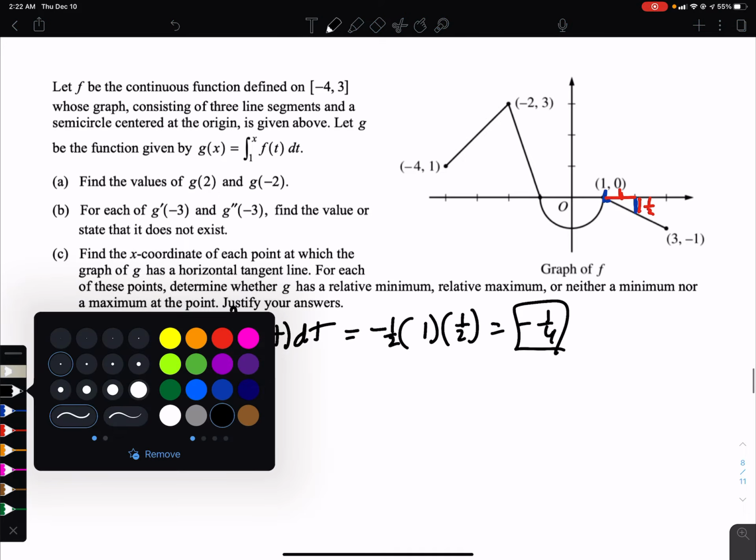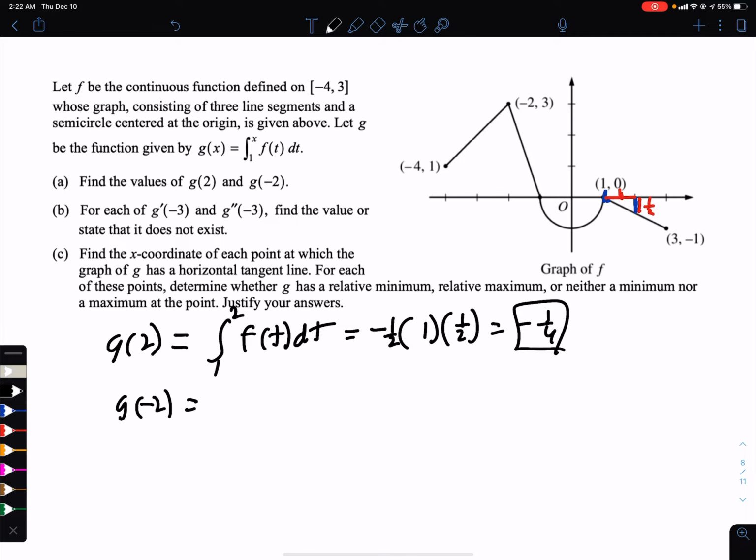Now g of negative 2 is going to be the integral from 1 to negative 2 of f of t dt, because it's from 1 to x, and x is negative 2. So this time, we're going to be going the other direction. And where's negative 2? Right here. So it's going to be this and this. But we're going backwards. So when you go backwards, it's opposite. Normally you subtract that. This time we're going to add that because we're going backwards.